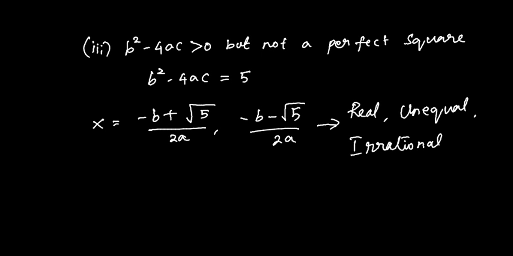So I hope the students will be able to understand this particular part clearly. Now we can move to the fourth case. So the fourth case is b square negative 4ac is less than 0. Here we don't have to consider whether b square negative 4ac is a perfect square or not a perfect square when it is less than 0. We can consider any value for b square minus 4ac, but it has to be less than 0. I assume the value of b square negative 4ac is negative 7, any number with a negative sign.